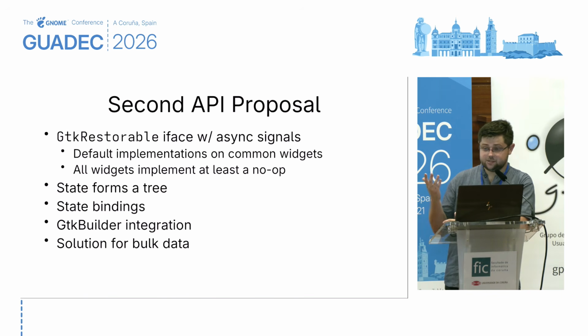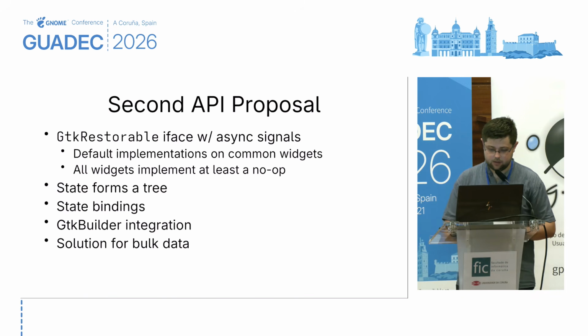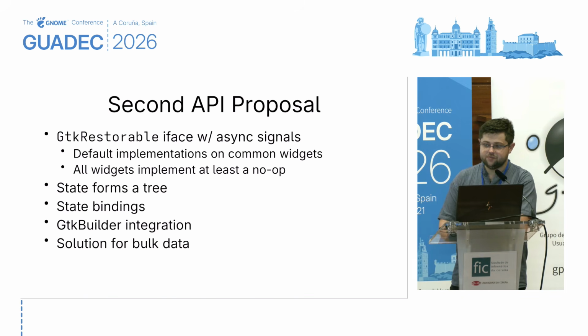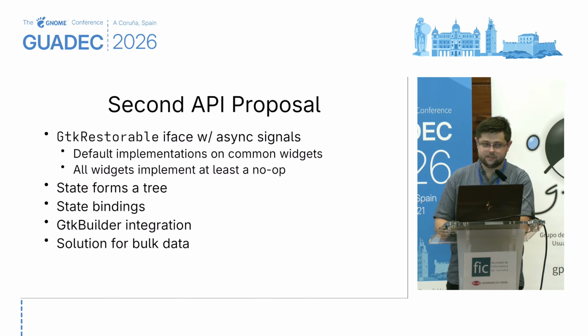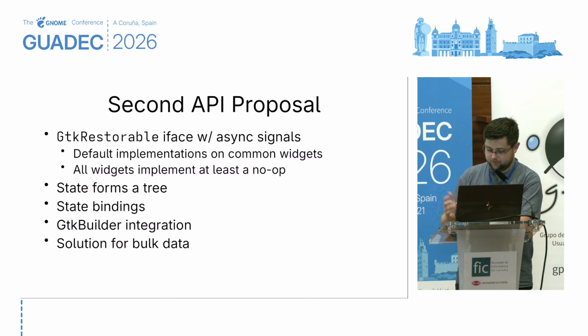So now there's an interface, GTK restorable, which you could implement in any object, which would give you these async signals and then would let you participate in the save restore system. And this would come with default implementations for common widgets. So, for example, libadwaita's navigation view would delegate these down to all of the subpages inside of there. And then all widgets would actually implement this as a no-op, so that anywhere in your widget tree you can collect some state and then construct a state tree. And when I say state tree, so it was a flat bit of state, but now it is actually a tree. So we fixed that limitation.